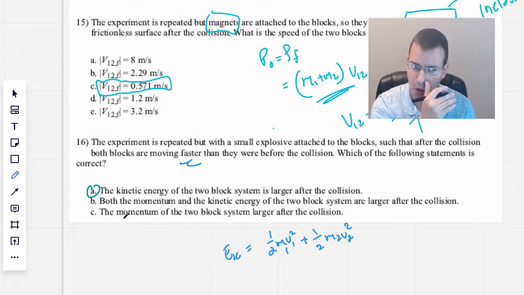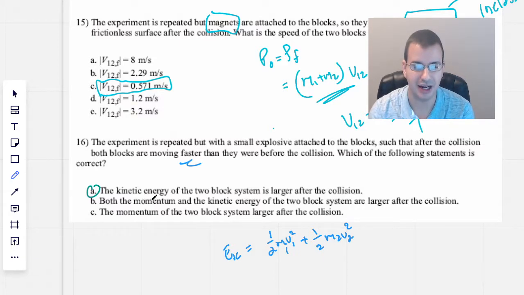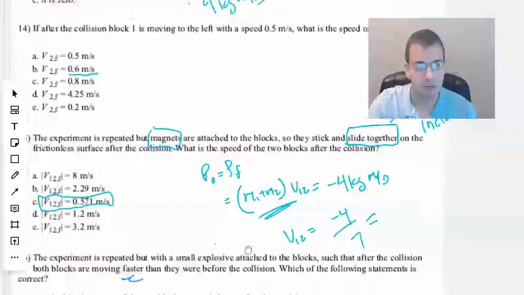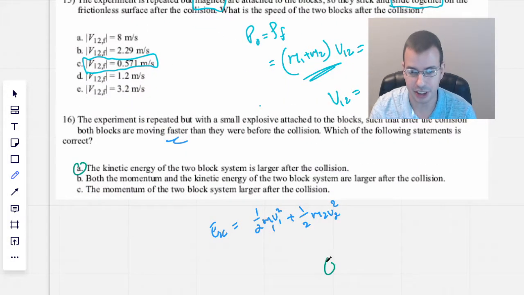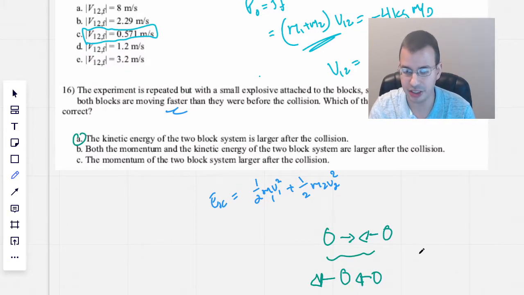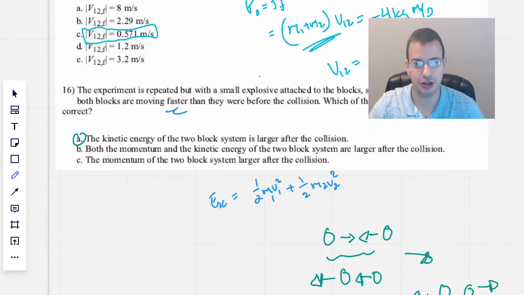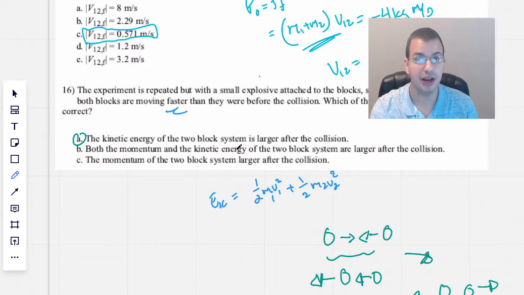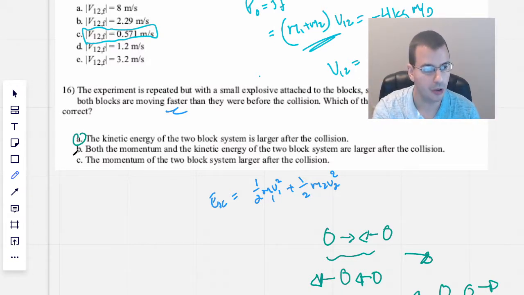And I'm going to check the other two just to make sure that they are not also correct. Both the momentum and kinetic energy of the two-block systems are larger after the collision. Not necessarily, because you can have two blocks. So what happened is two blocks came together, and then both blocks moved the same direction. And so the momentum combined and added together. What can happen, though, is somehow this explosion happens, and it goes from this to a situation like this, where they're moving apart really, really fast, but they're moving apart exactly opposite of each other. That would mean that the momentum of the system would be 0 because the two momentums would cancel each other out because they're vectors. And so you can have a very large speed, but a total momentum of 0. So that is not necessarily true.